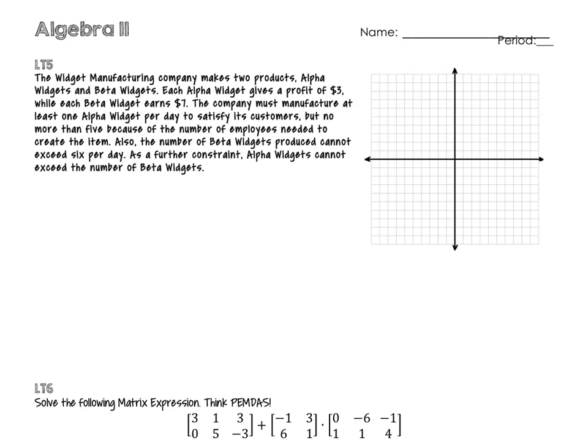All right, so now we're looking at our linear programming problem with alpha widgets and beta widgets, and we're going to let x be our alpha widgets, and we're going to let y be our beta widgets, okay? So each alpha widget gives a profit of $3, and beta widgets earn $7. So if you read the rest of this question, you're trying to maximize profit. So we're going to create our objective function right now. F of x, y is equal to, we get $3 per alpha widget and $7 per beta widget. Okay, once again, I'm going to cross out that information because I've already used it.